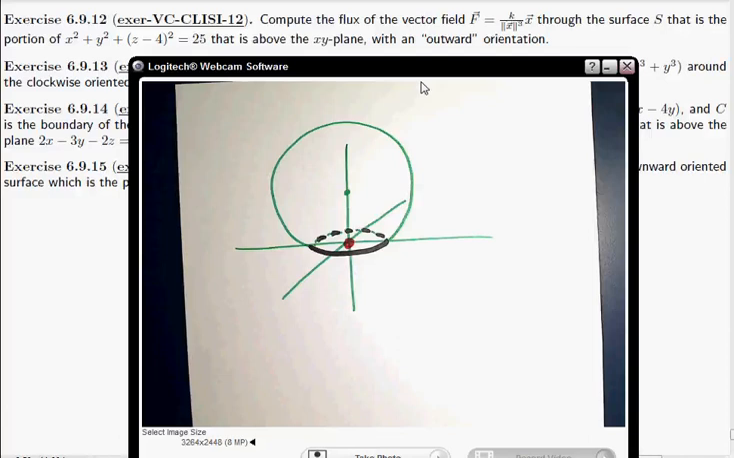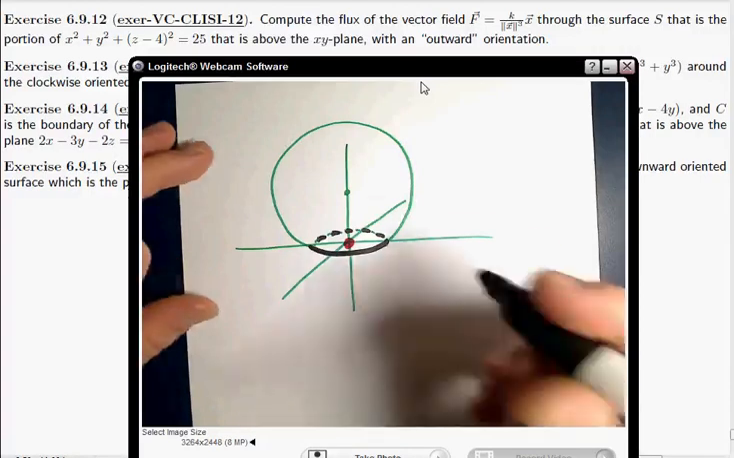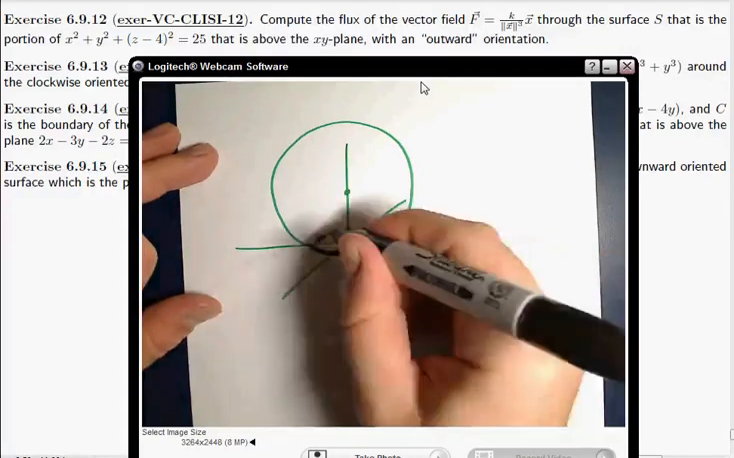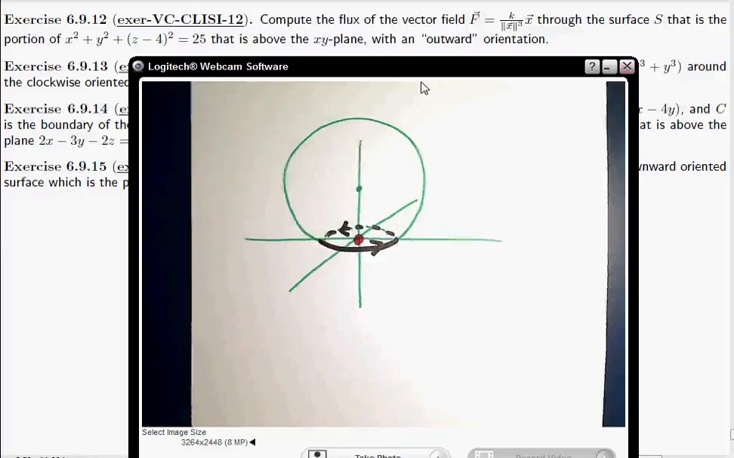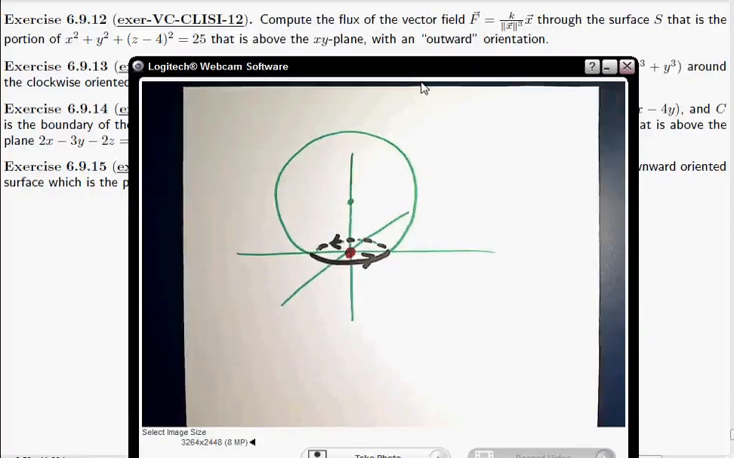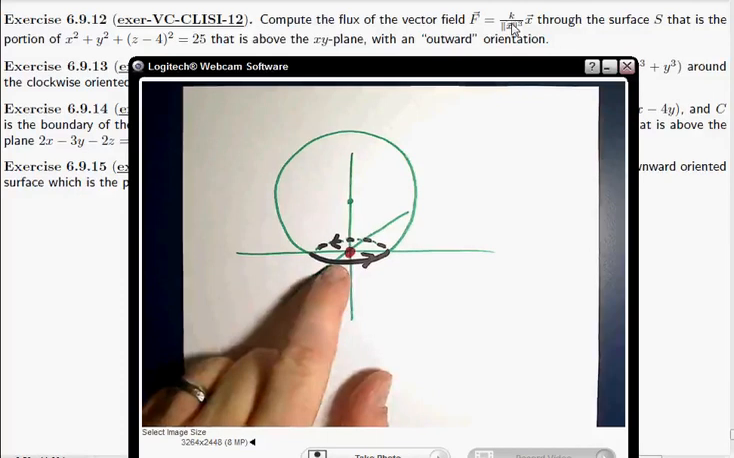Oh, by the way, this was outward orientation. So it's oriented that way. So what other surfaces are, in some sense, convenient and also have the same boundary? And what I'm going to notice is that this vector field is radial. It points always straight away from the origin. So I'm going to make a surface that has this as its boundary that also has this sort of spherical symmetry to it.